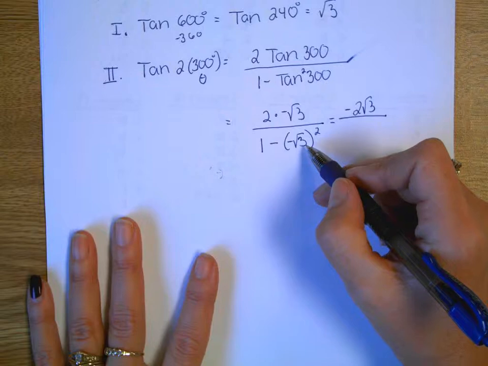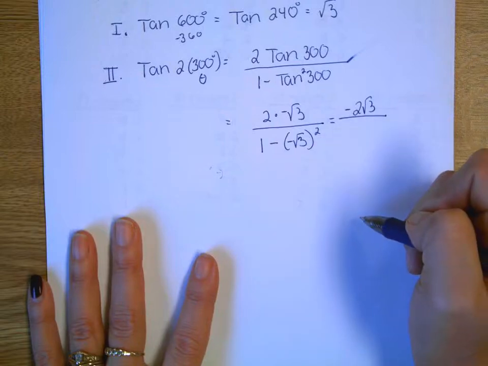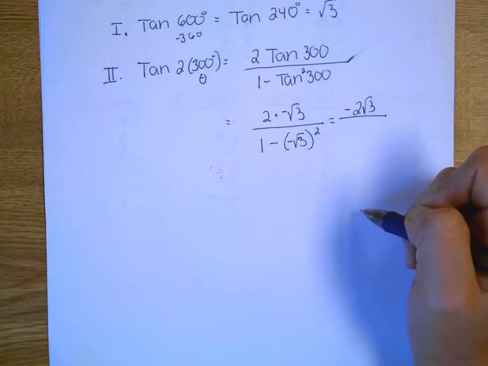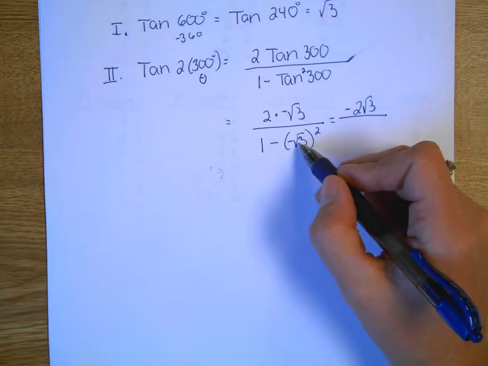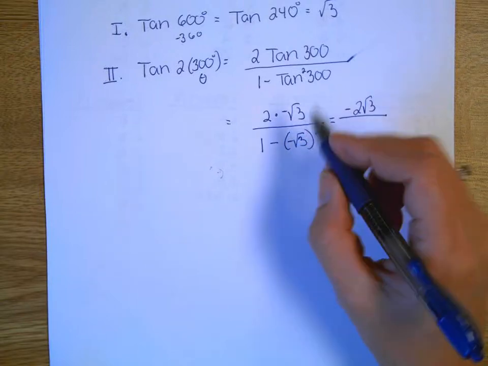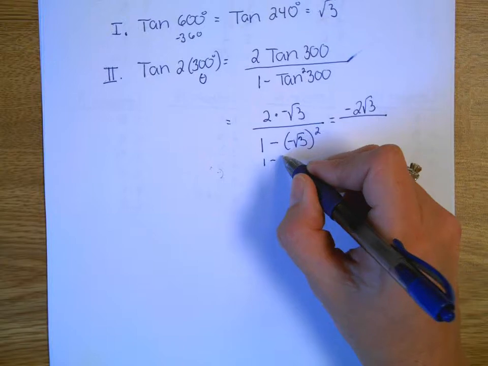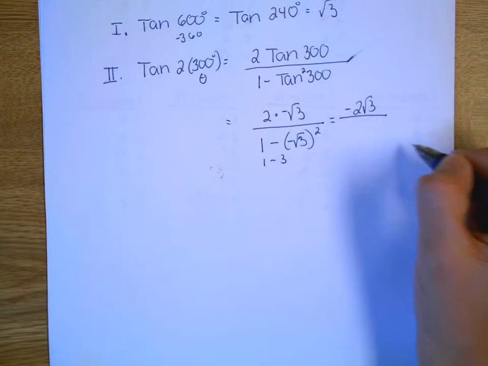What are we going to, oh no, it's not going to be ugly. Wait, would you, oh, never mind. Good? Yep. What's the negative square root of 3 squared going to turn into? That's going to turn into 3. I'll have 1 minus 3 down here. What's 1 minus 3? 2.